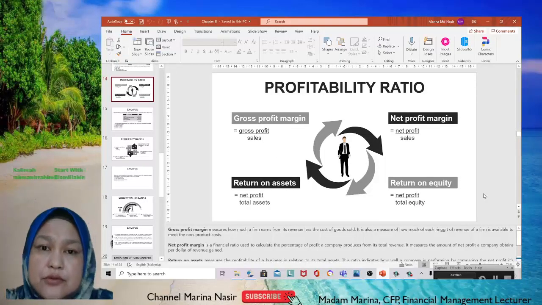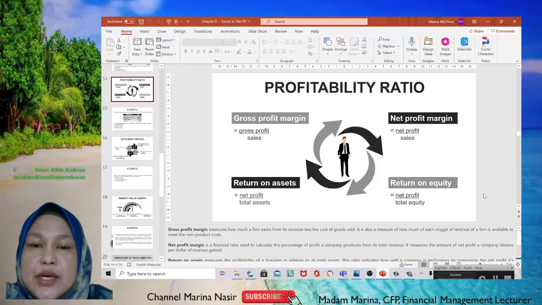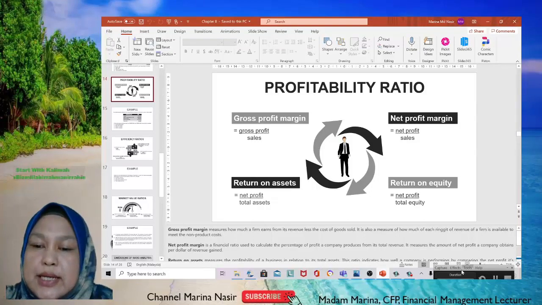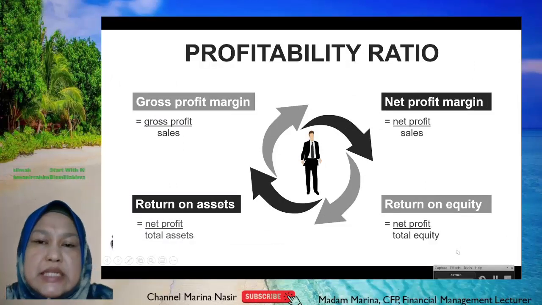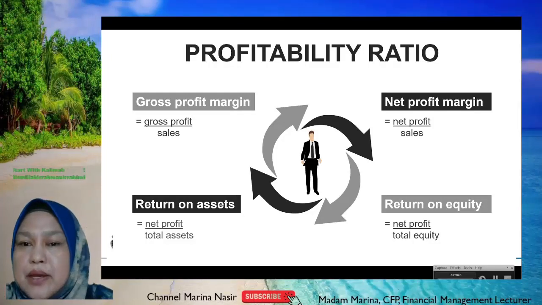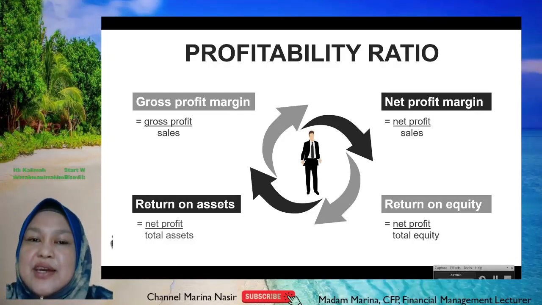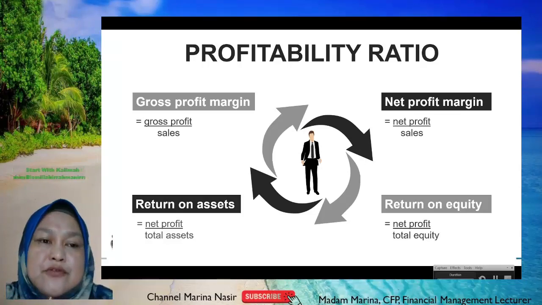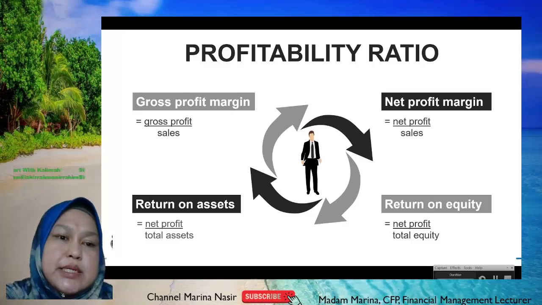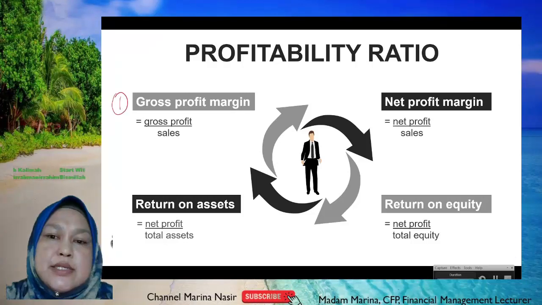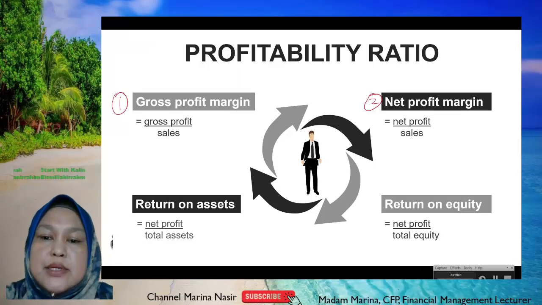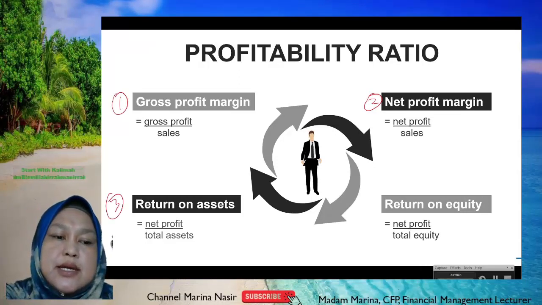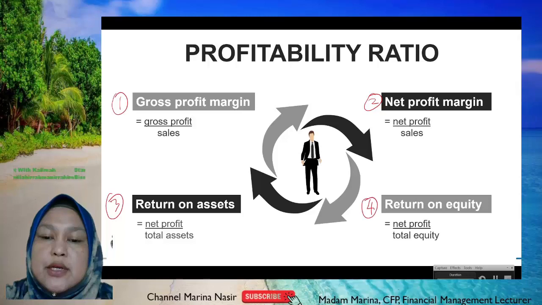expenses. Okay, now for profitability ratio, why do we want to analyze the profitability of the company? Because we want to know whether the company is making profit or loss. Under profitability ratio, we have 4 ratios. The first one is gross profit margin. The second one is net profit margin. The third one is return on asset, and the last one is return on equity.